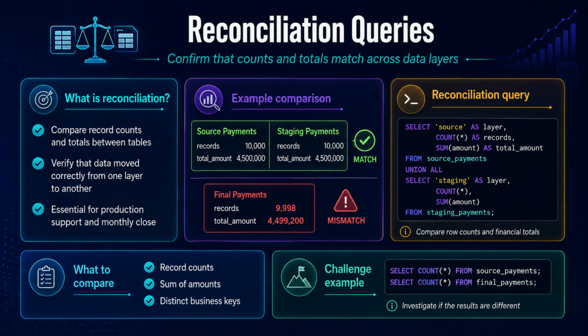But the final payments table shows only 9,998 records and a smaller total amount. That is a mismatch. This mismatch tells us that something changed between staging and final. Maybe 2 rows were filtered out by mistake. Maybe a transformation failed. Maybe a join removed records. Or maybe the data was only partially loaded.